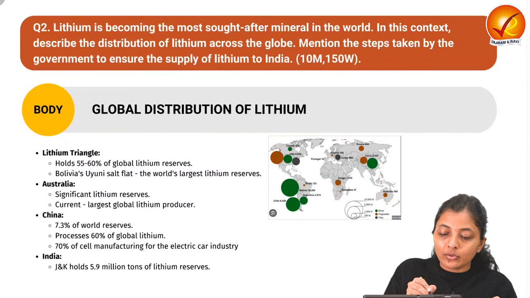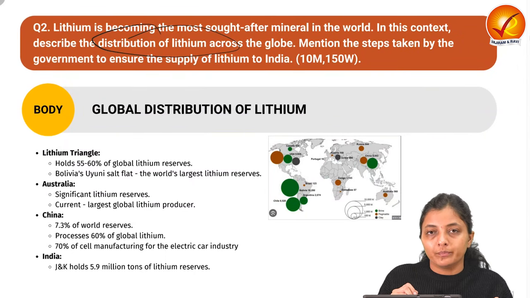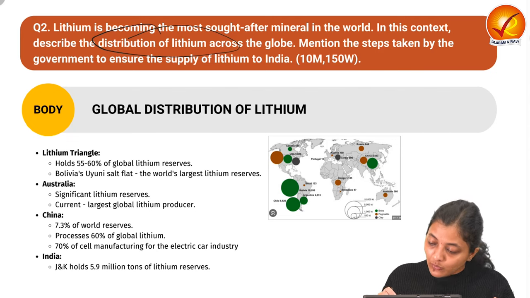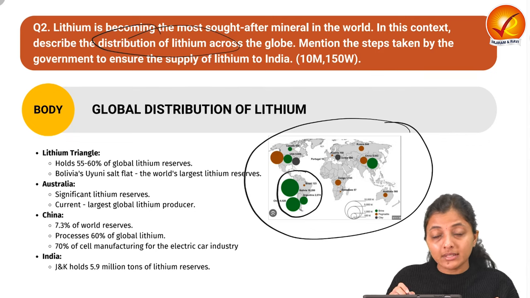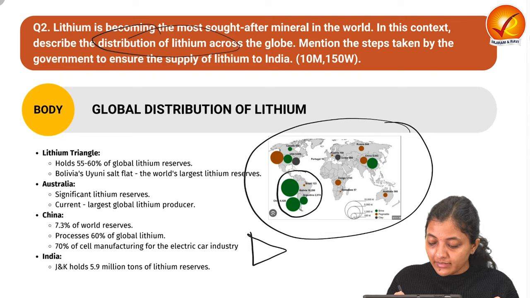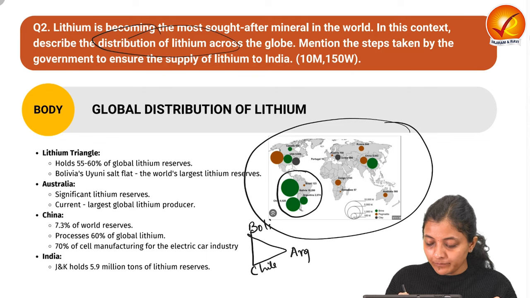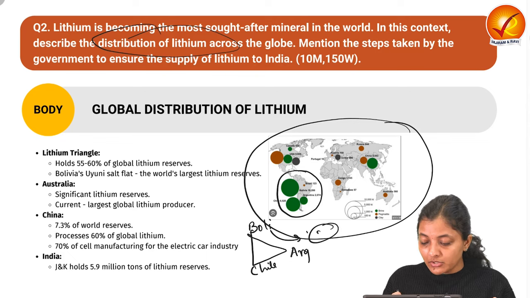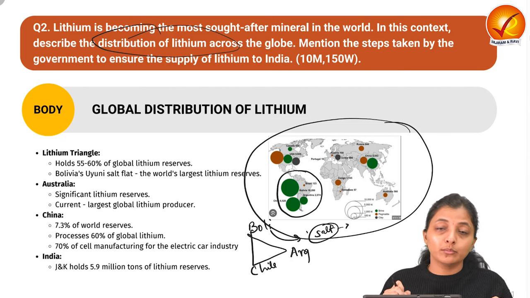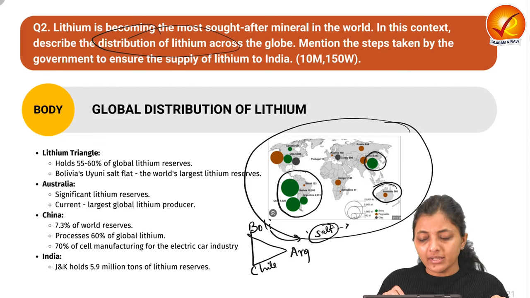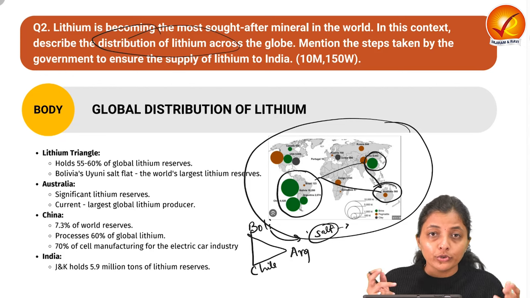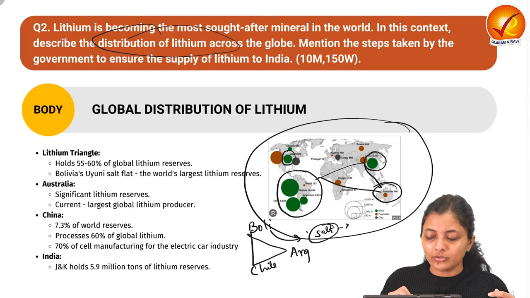The question is asking about the distribution of lithium across the globe. So where is this lithium being found? What in this case you can draw? You can draw a world map. You can write something about South America, about the ABC triangle in the counterclockwise direction, Argentina, Bolivia and Chile. And in Bolivia, the major salt lake is there, which holds the proven highest lithium reserves in the world. You can also tell about something related to China and also about Australia. These are the major lithium reserves or which produce most of the lithium. You can also tell something about the USA.